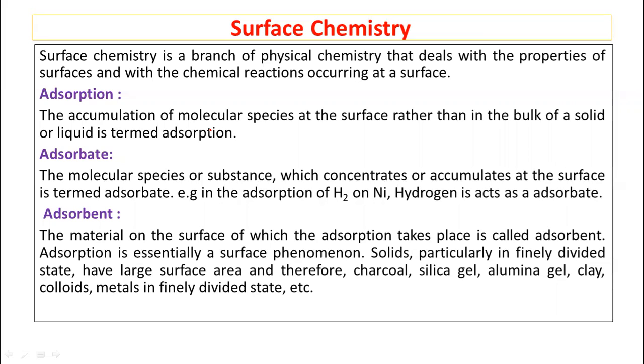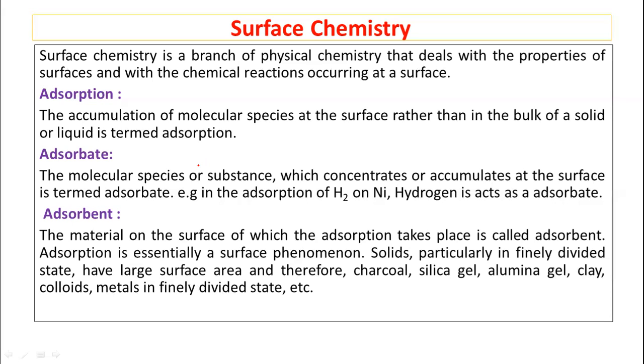Now what is the adsorbate? The molecular species or substance which concentrates or accumulates at the surface is termed the adsorbate. For example, adsorption of hydrogen on nickel. So hydrogen gas acts as the adsorbate. Now the other term is adsorbent. The material on the surface of which the adsorption takes place is called the adsorbent.